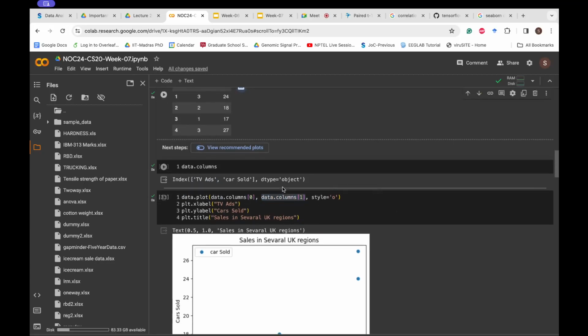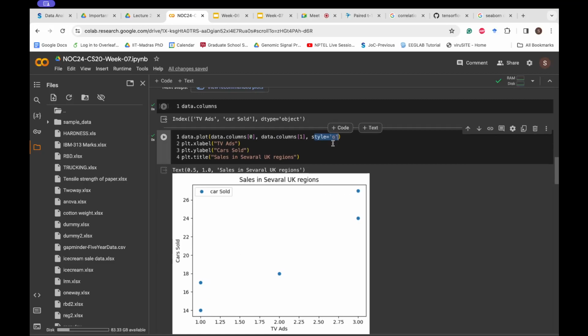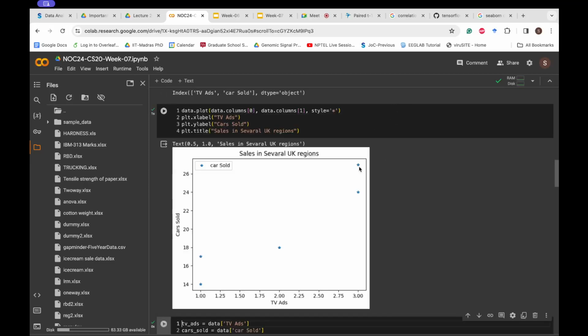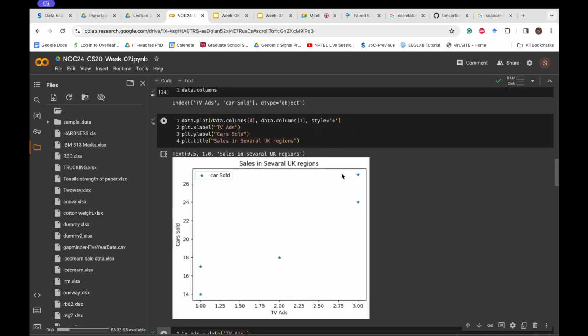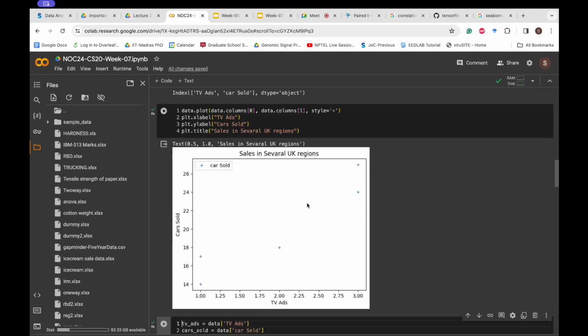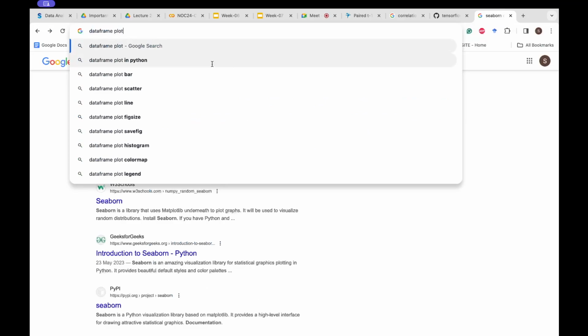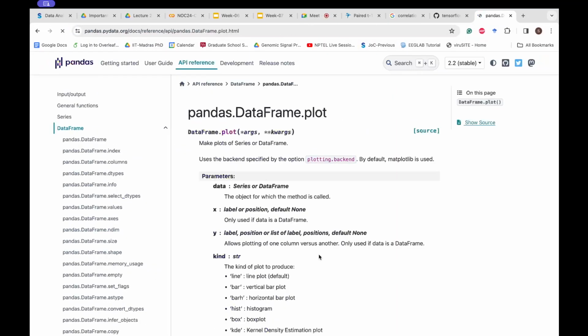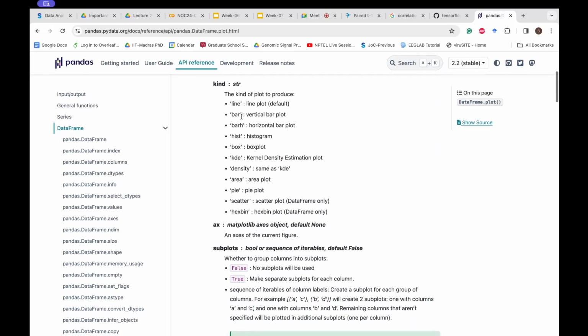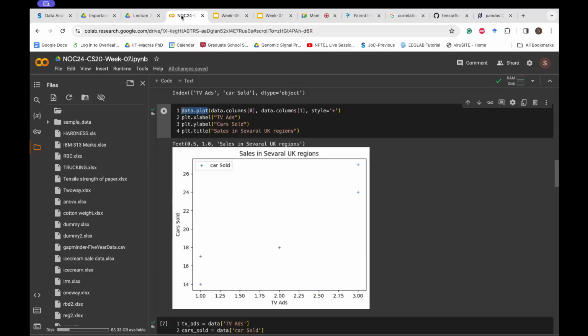I am plotting this x and the y value, and this style argument represents what kind of style I want the data points to be in. If I say asterisk over here, I'll get asterisks on the plot. If I say plus, the data points will appear as plus. There are multiple other options in this plot. If you go to the data frame plot documentation, you will see other things as well, and you can explore it later, but for our purposes this is the simple thing that we are doing.